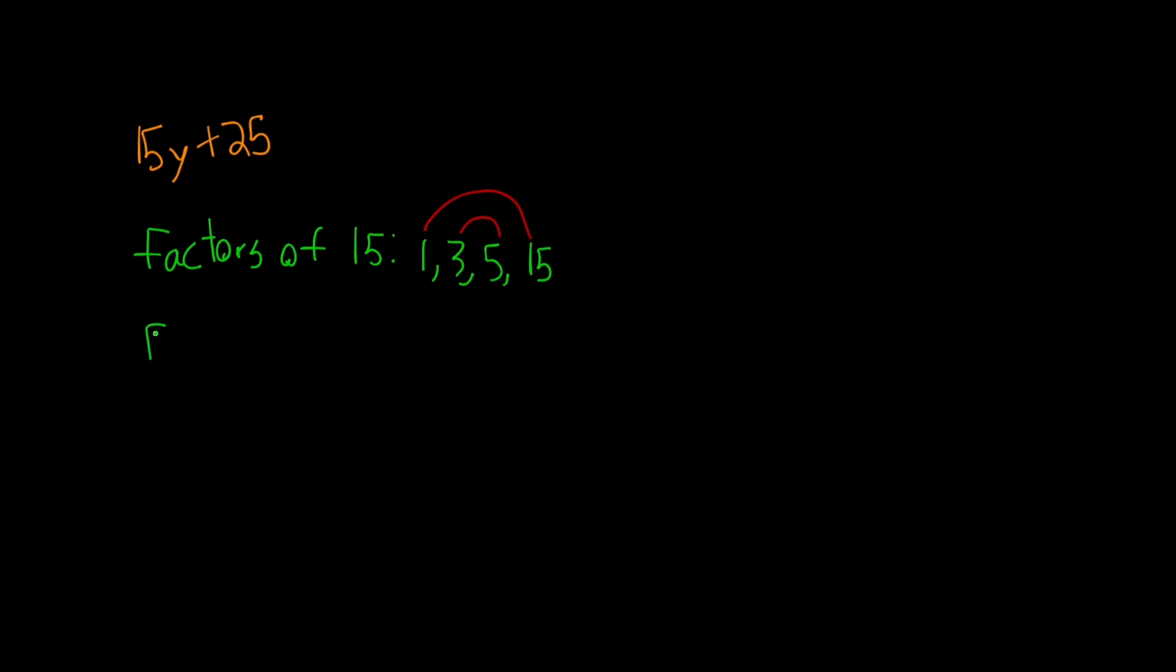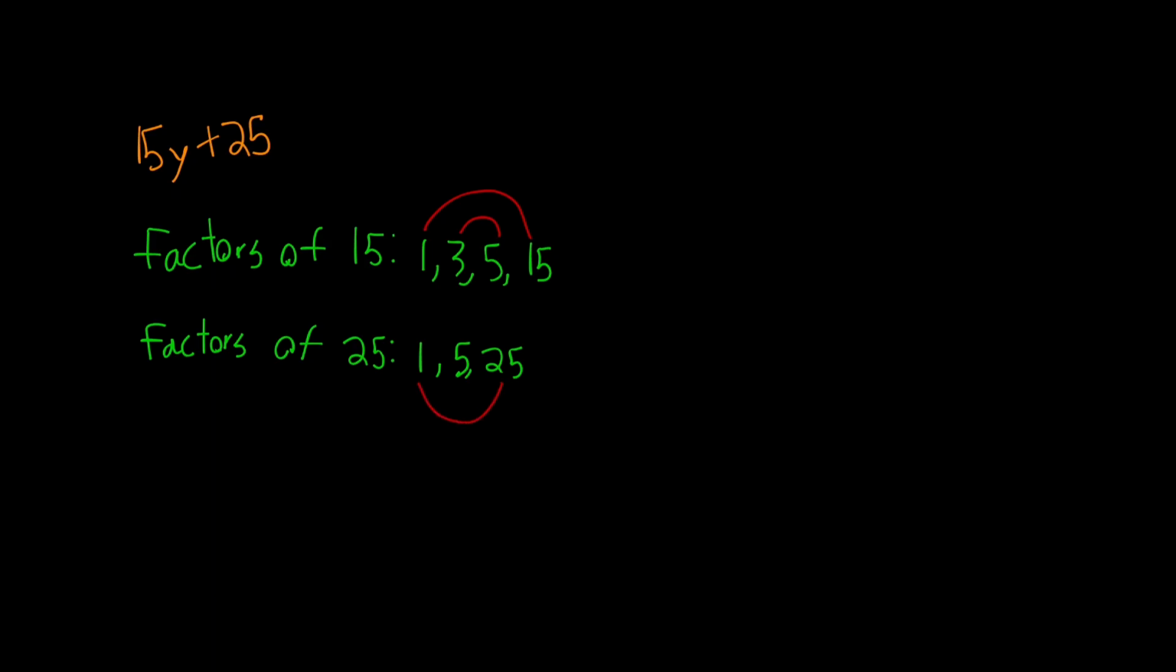On the other hand, the factors of 25, there are only going to be 3 factors of 25. We have 1, 5, and 25, right? Because 25 is a square number, 5 times 5 is 25, so we only write the 5 once.